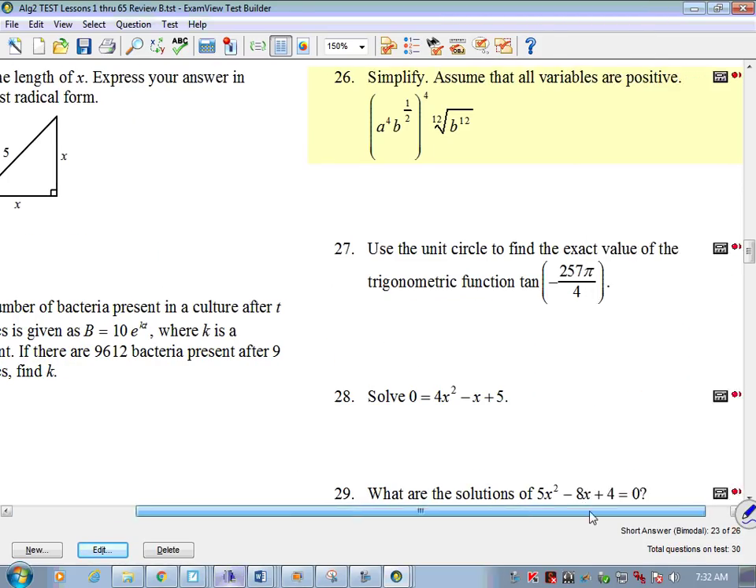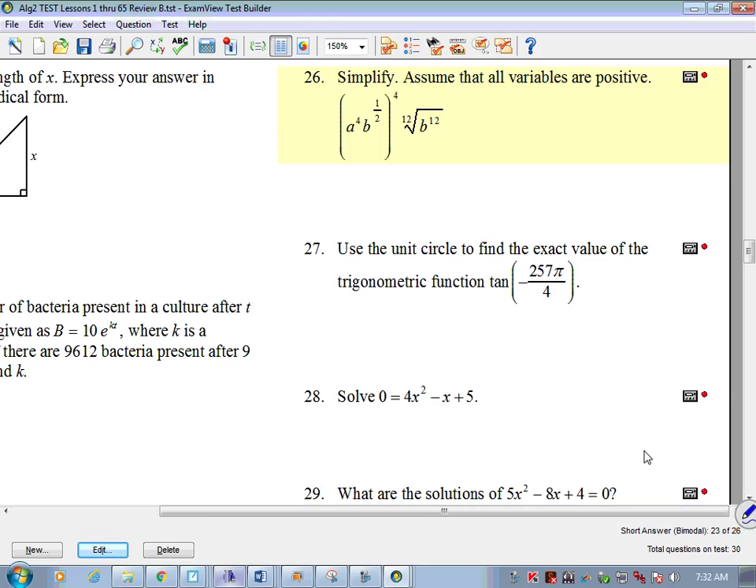All right, 26. Okay, I got about 8 minutes. Hopefully I can get these last 5 done. Assume that all variables are positive. We have a to the fourth, b to the half, to the fourth. Well, what's happening here is that I'm multiplying by all the exponents on the inside. So that's really a to the 16th.